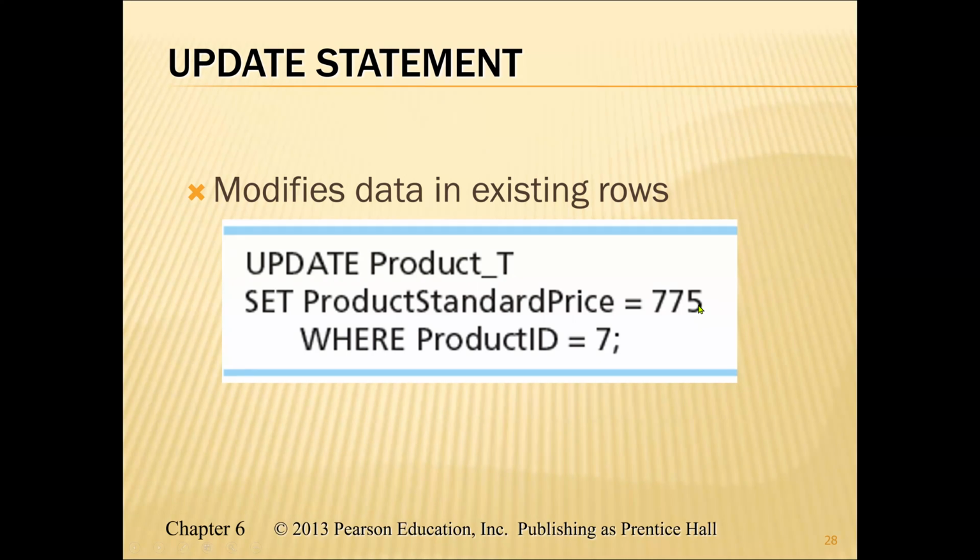But we have a condition that we only want to set the 775 price to the records where the product ID is 7. So anywhere I see a product ID is 7, I will set its product standard price to 775. But since product ID is a primary key field in the product T, when we created this table earlier, this means 7 will be only one. So we are setting the record with product ID number 7. We are changing the standard price to 775.